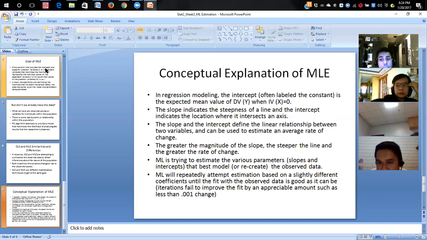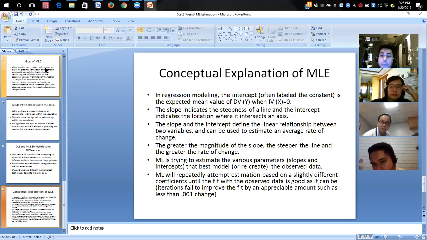So in regression modeling, the intercept is often labeled as constant by SPSS. We don't understand why; SPSS should just call it intercept. I don't understand why they changed it. We're going to start interpreting regression tonight, and do actual regression on SPSS. But in regression modeling, the intercept, labeled by SPSS as constant, is the expected mean value of the dependent variable, or your y, when the independent variable is 0.